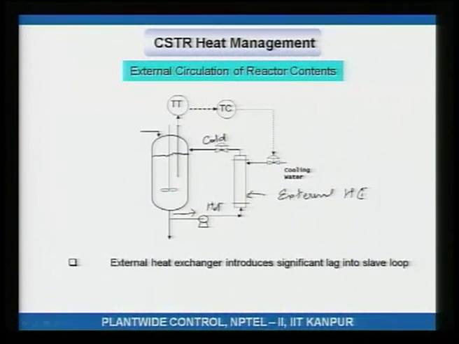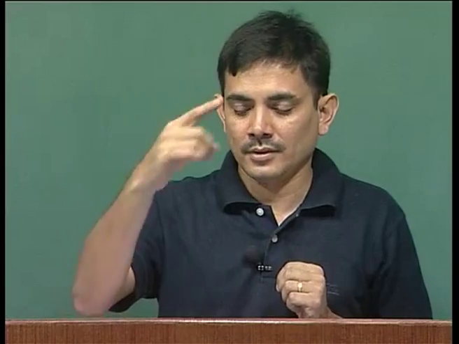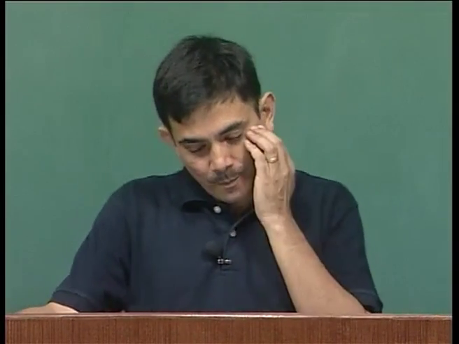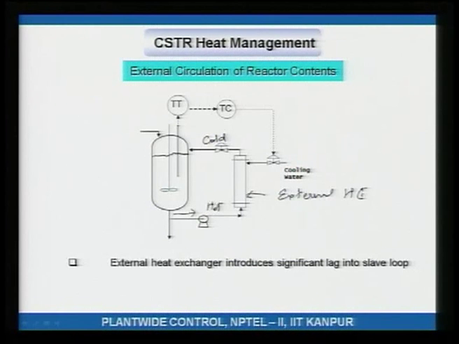Notice that the amount of heat transfer area that you can pack inside a shell and tube heat exchanger is much more than the heat transfer area you will get in a jacket in a cylindrical CSTR. So, you take the hot stuff, circulate it through an external heat exchanger, and the cold stuff goes back in.